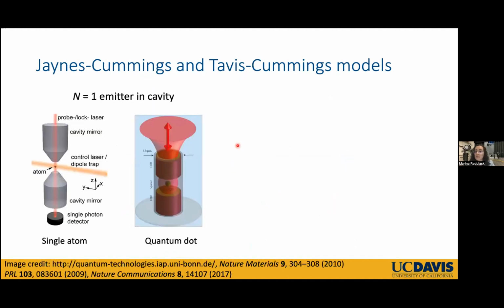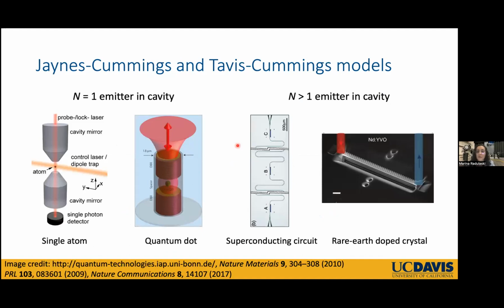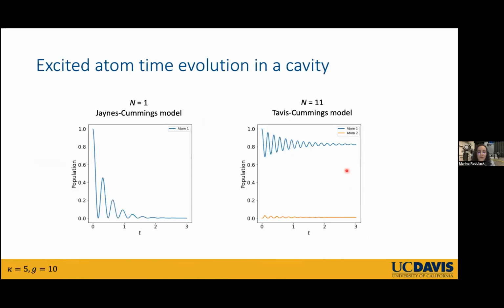Okay, so these systems, both Tavis-Cummings and Jaynes-Cummings models, were studied experimentally in atomic systems, quantum dot systems, as well as in the superconducting systems and rare earth ions. And the applications were in quantum communication, quantum memories, quantum simulation, and more. Now, there are interesting differences in physics between these 2 models.